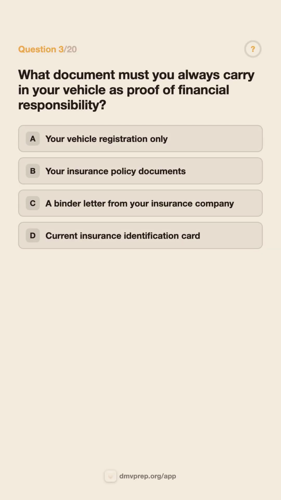Question 3. What document must you always carry in your vehicle as proof of financial responsibility? A. Your vehicle registration only. B. Your insurance policy documents. C. A binder letter from your insurance company. D. Current insurance identification card.